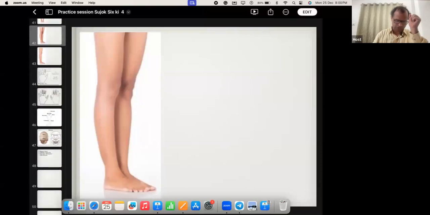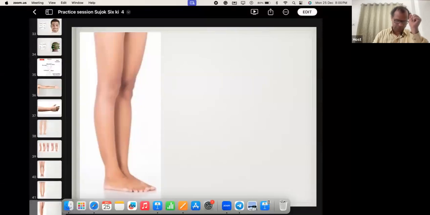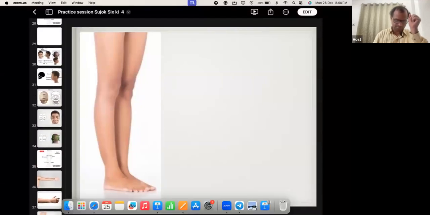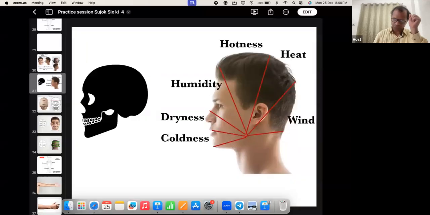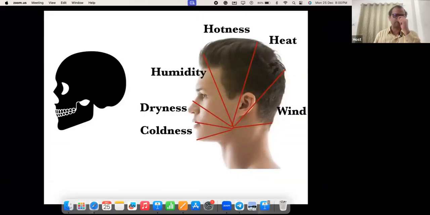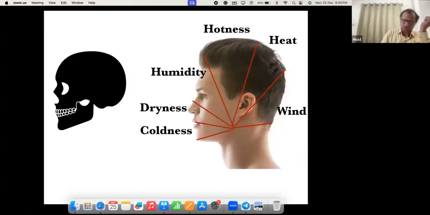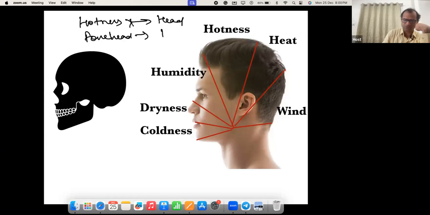So as per this classification, if we see the forehead, can you tell me what is the forehead here? Humidity. So step number 1, hotness. Hotness means head region. And step number 2, forehead. Forehead is humidity area.